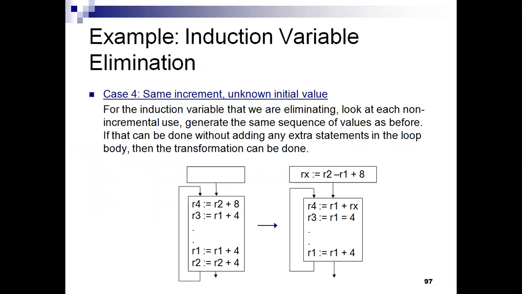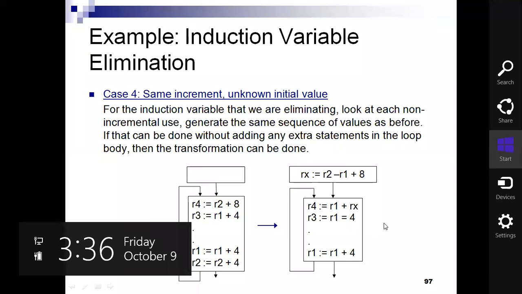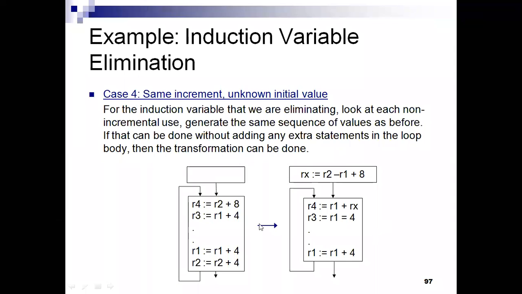And this is about the complexity of the elimination in induction variable elimination. And here we have a case like this, same increment but unknown initial value. It is case 4. From case 4, I'm explaining this example of induction variable elimination. What we're doing is eliminating by looking at each non-incremental use and generating the same sequence of values as before, right? And here see, R4 is equal to R2 plus 8, R3 is equal to R1 plus 4.